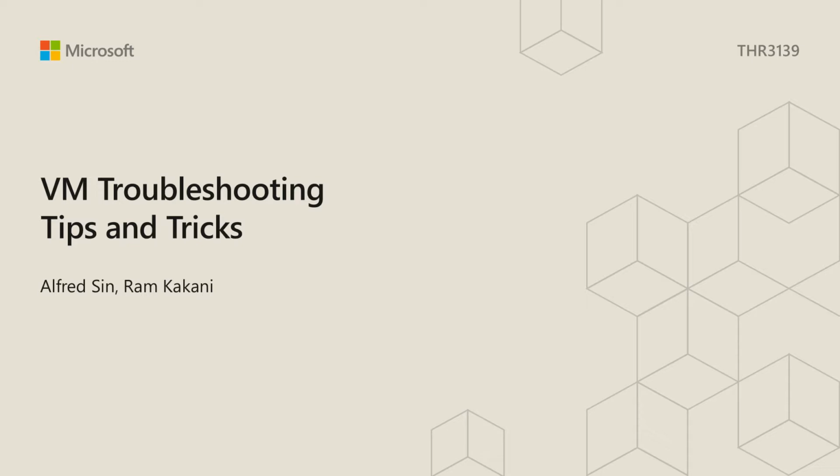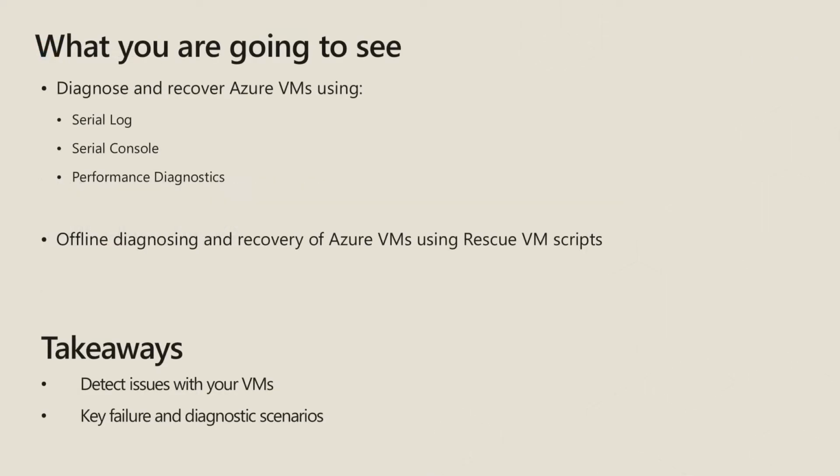We're both program managers on the Microsoft Azure Compute team, and we'll be talking to you guys today about some tips and tricks for VM troubleshooting. So what you're going to see a few things. We've got a serial log to show you guys. We've got a serial console to show you guys, which is actually GA now. We've got a perf diagnostics tool. And then for those really gnarly troubleshooting situations, we've actually got some rescue scripts as well.